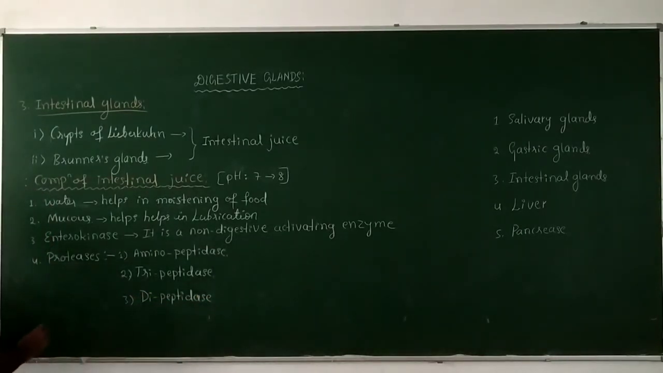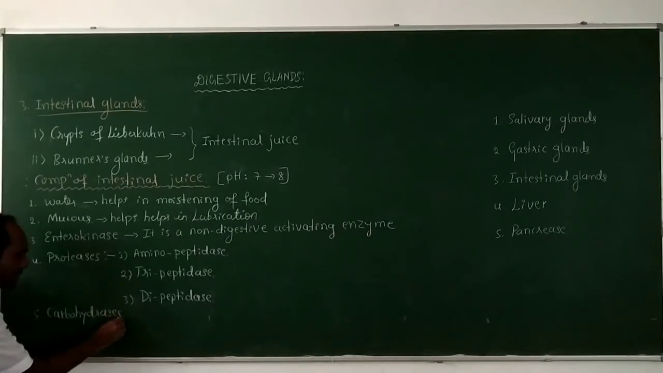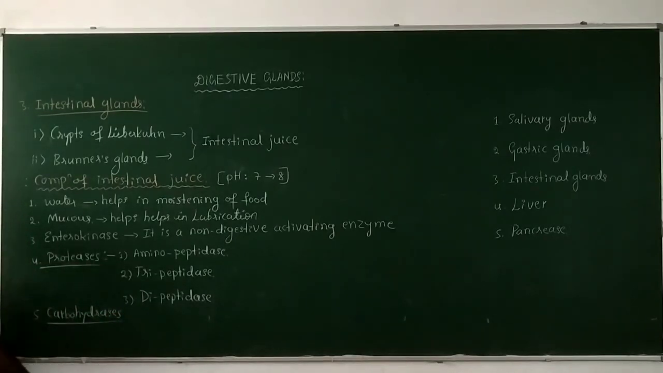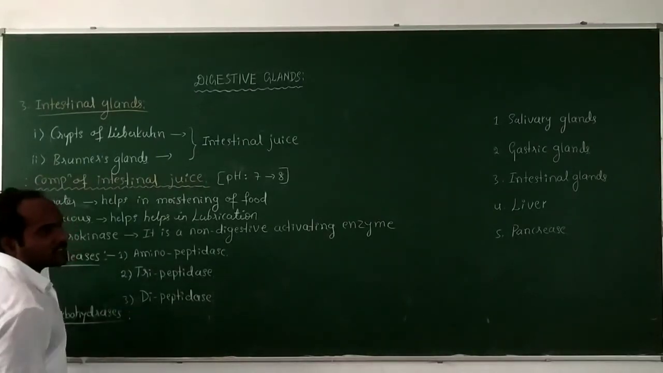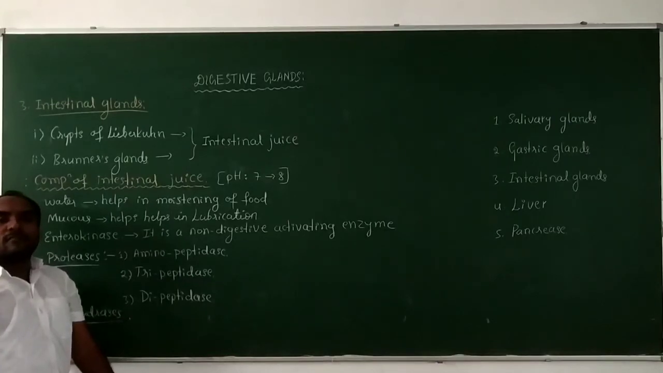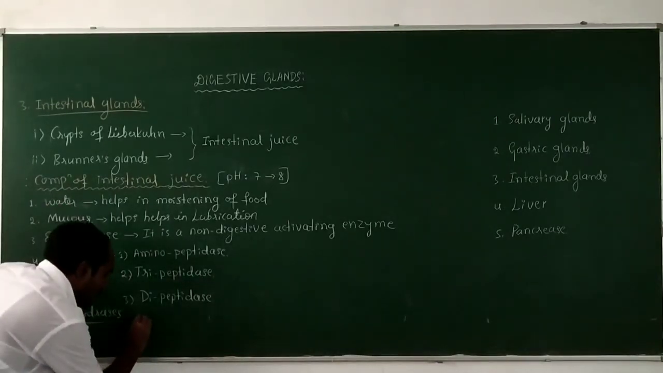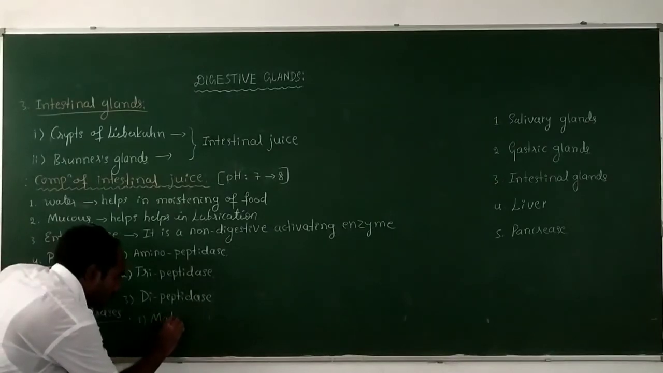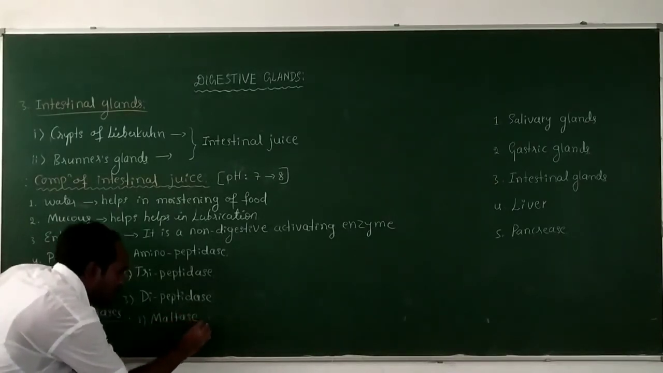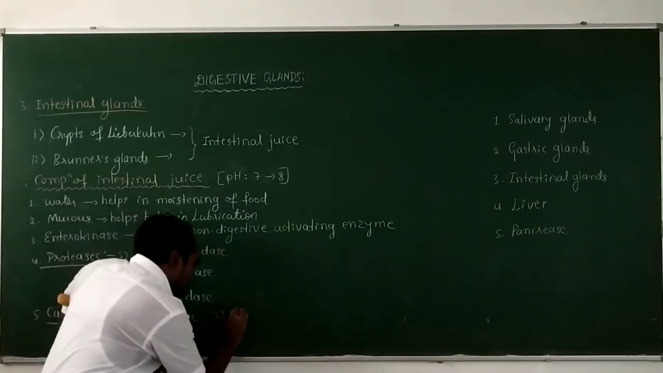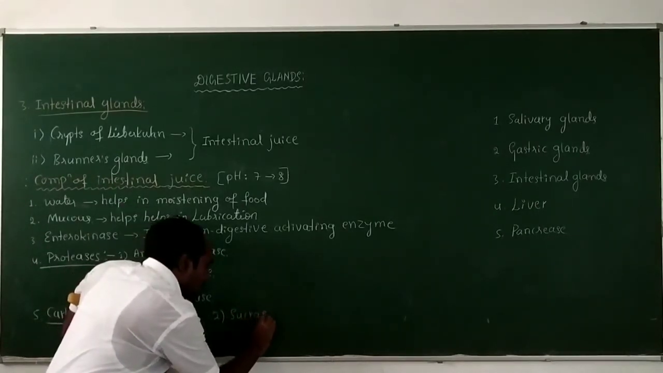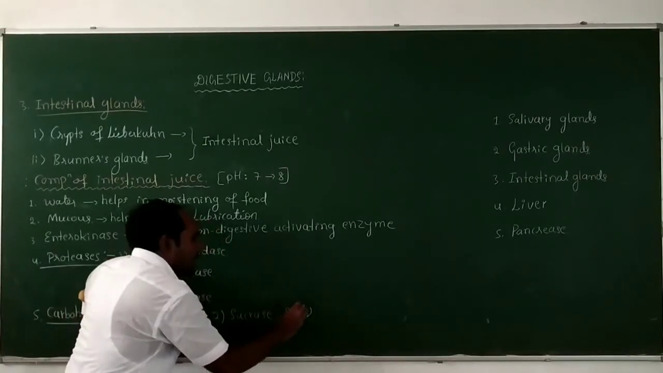Now, see here, the 5th one is carbohydrases. Carbohydrate digesting enzymes are known as carbohydrases. What are the carbohydrate digesting enzymes found in the intestinal juice? They are number 1 maltase, number 2 sucrase, and number 3 lactase.